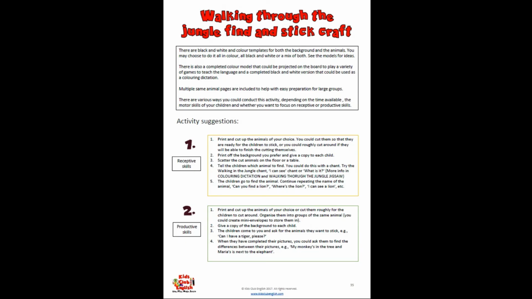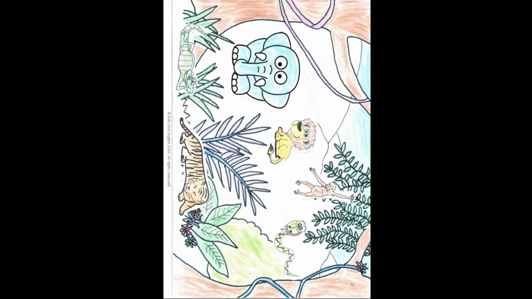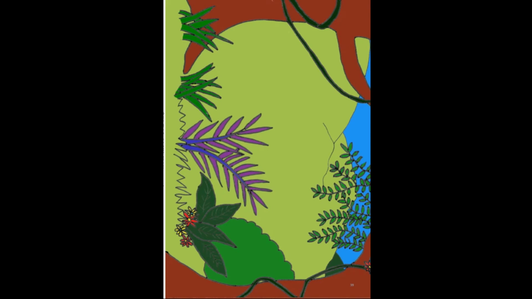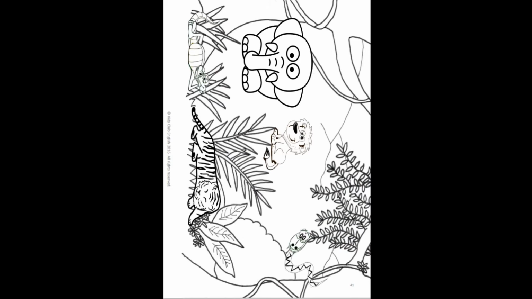Now the find and stick craft. Okay, so you've got a jungle scene and the animals get stuck in. So these are the models. Okay, and there's your blank colour scene and the black and white scene. One that can be used as just a colouring picture. And then you've got your animal templates.